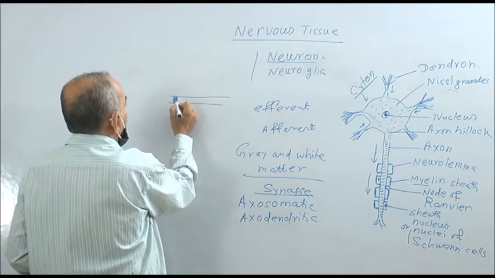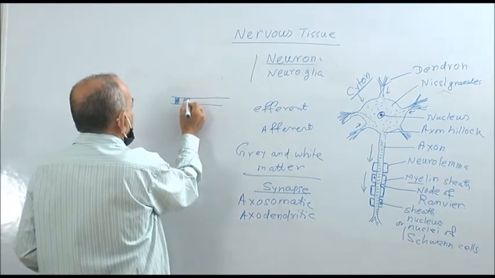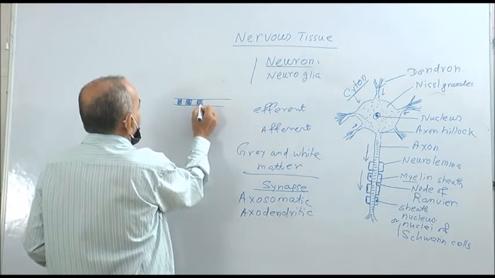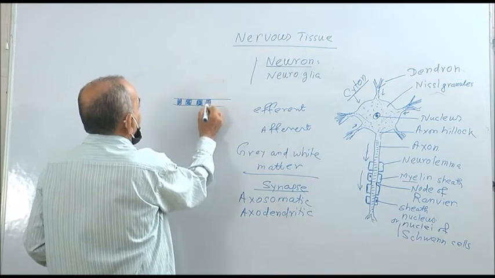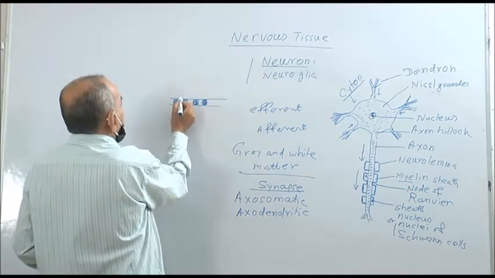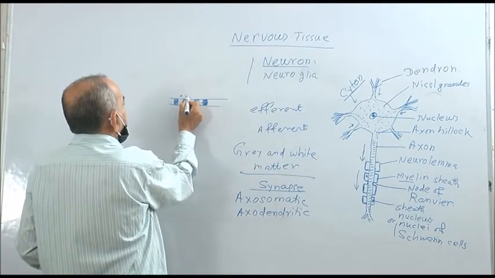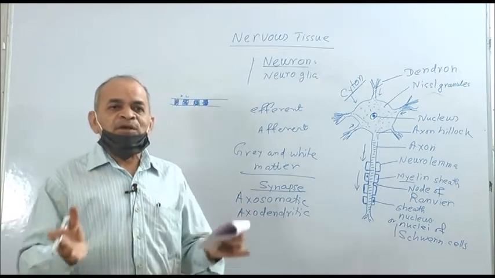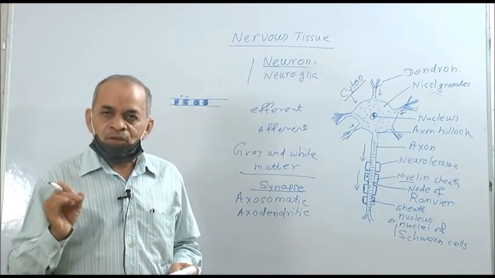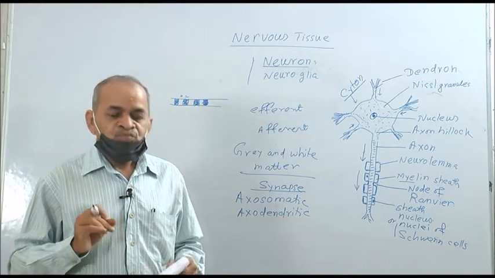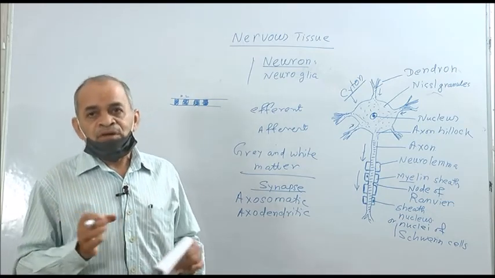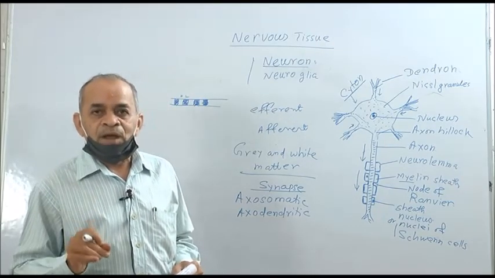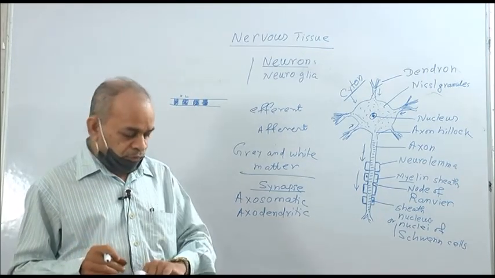This is the dark band, this is the light band, this is again the dark band, again the light band, then the dark band. So striated muscle is like this, with alternate bands. That is known as striated muscle. And unstriated means there is no striation. They are also known as smooth muscles. And cardiac muscle is a combination of these two categories, we can say, and it is present in the heart.